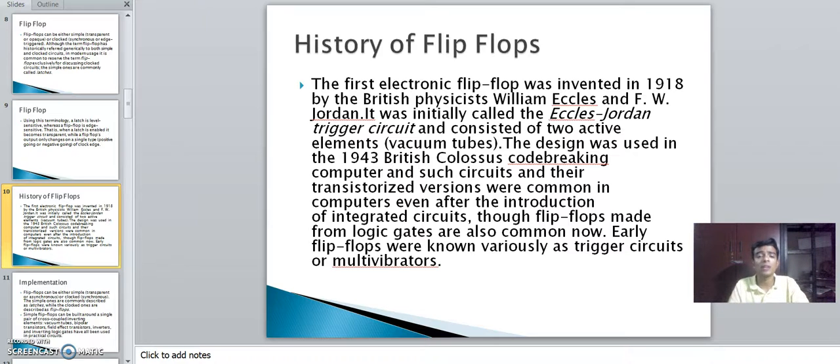The design was used in the 1943 British Colossus code-breaking computer, and such circuits and their transistorized versions were common in computers even after the introduction of integrated circuits. As I told, these flip-flop circuits that were first discovered led to more complicated circuits in computers, and basically the very first computers had flip-flops for communication. Flip-flops made from logic gates are also common now. Early flip-flops were known variously as trigger circuits or multivibrators. These were because they were made from transistors and not just gates.